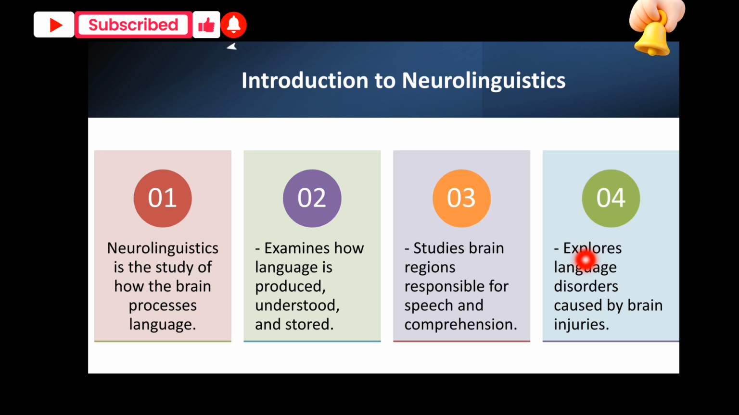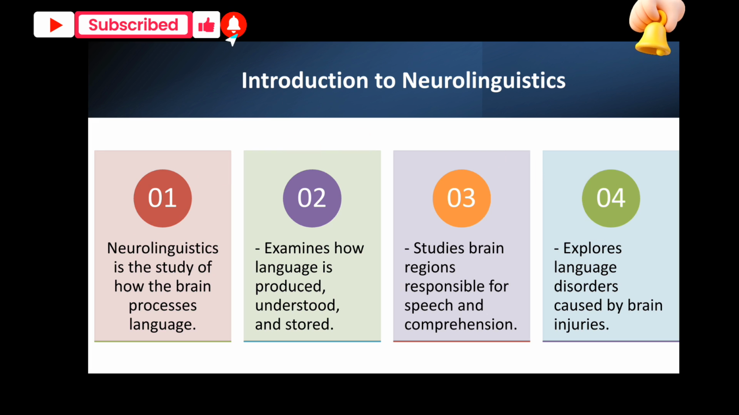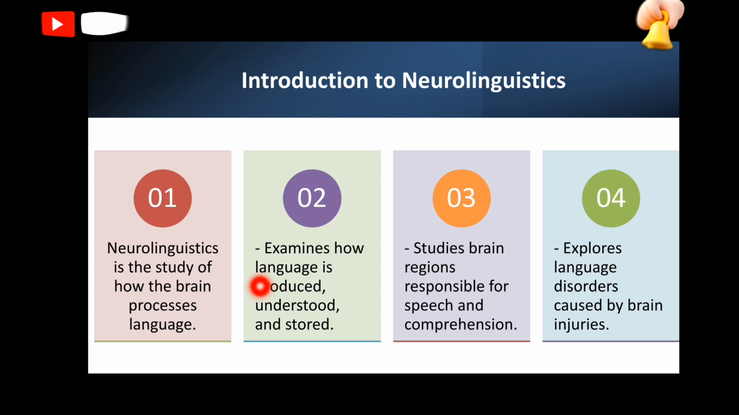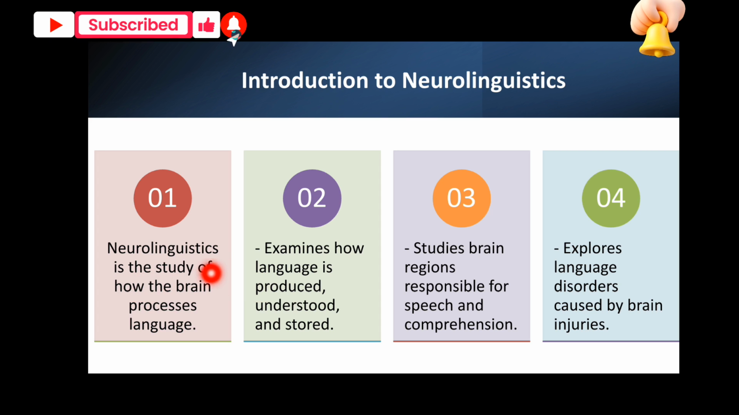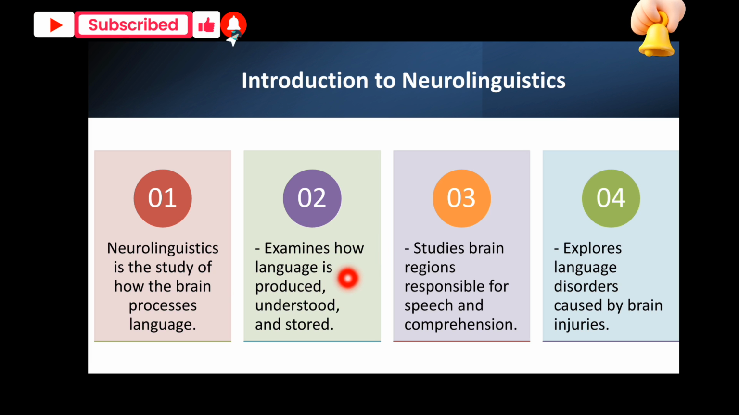So these are all the areas which neurolinguistics deals with, right? It studies how language is processed in the mind. It studies how language is produced, understood, and stored in the mind. It studies what the regions are responsible for speech production and speech comprehension. It studies the different disorders caused by brain injuries, right? So this is what neurolinguistics deals with.